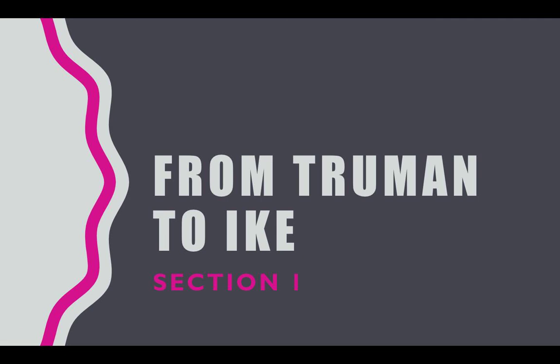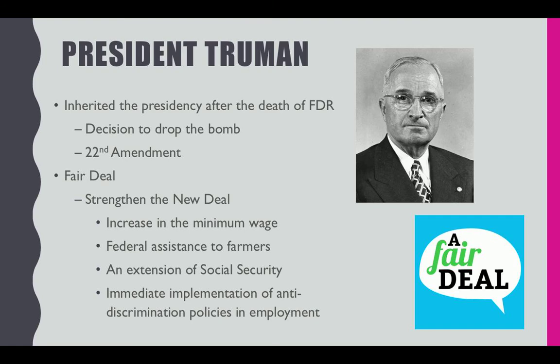We've got to pick up where the last presidency left off and move forward into the presidency of the time period that we're in. So we've talked a little bit about President Truman before. Truman is going to inherit the presidency after the death of FDR. He is going to have to make the difficult decision right off the jump, the decision to drop the atomic bomb. Also during his presidency, the 22nd Amendment is going to be passed. Remember, the 22nd Amendment says that the president can only serve 2 terms, 2 terms that equal out to 8 years total.